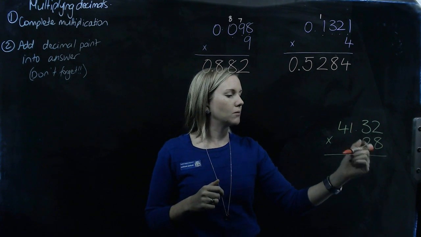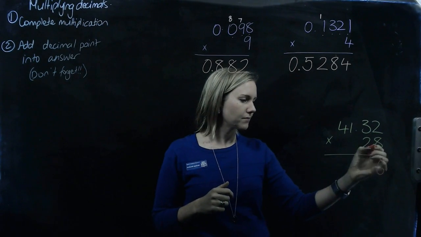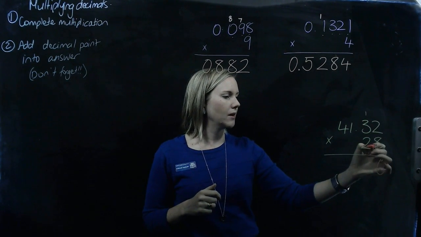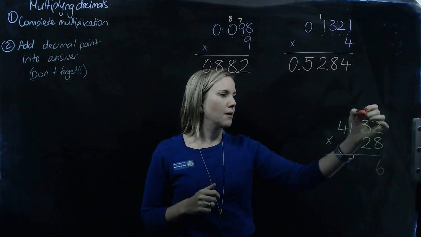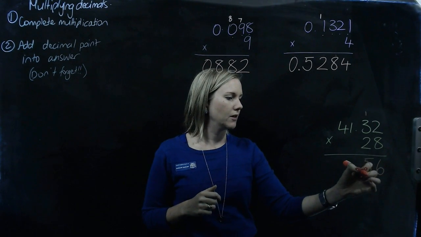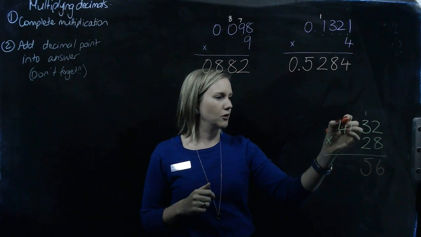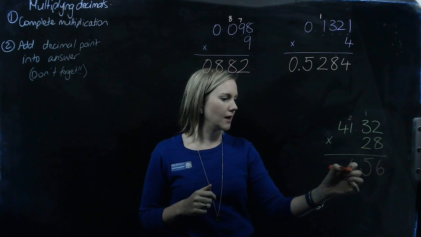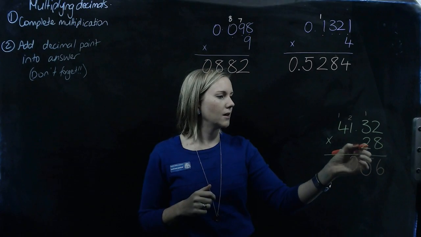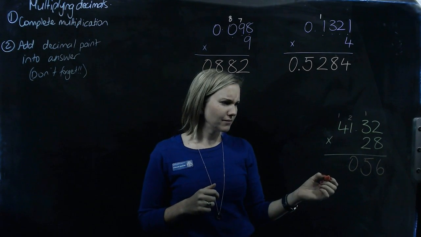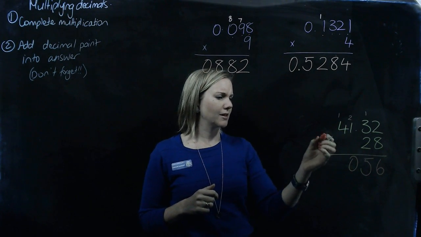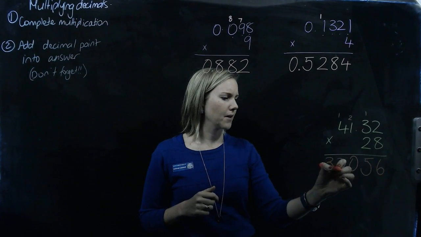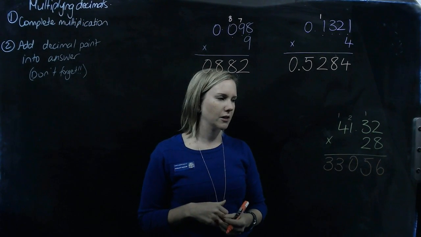Okay, so 8 times 2 is 16. Put my 6 down, carry my 1. 8 times 3 is 24, plus my 1 is 25. Okay, 5, put my 2 down. 8 times 1 is 8, plus 2 is 10. Put my 0, carry my 1. 8 times 4 is 32, plus 1 is 33. Okay, that's my first part of my question done.